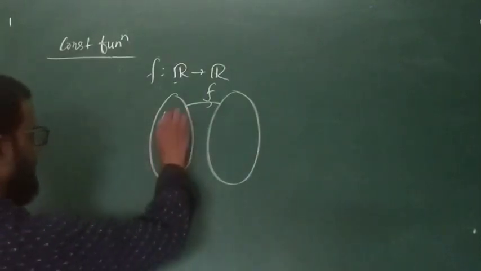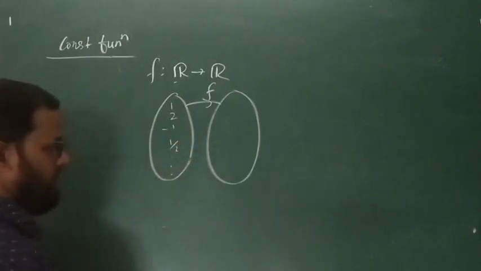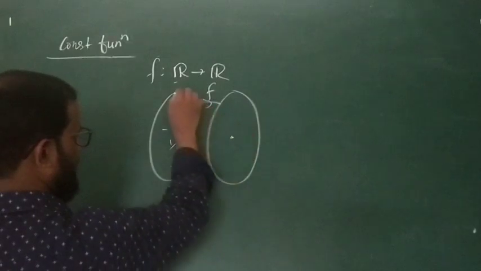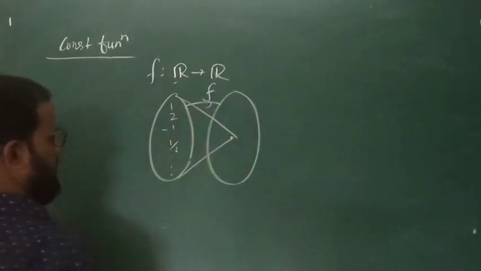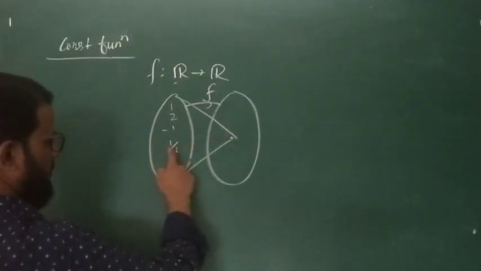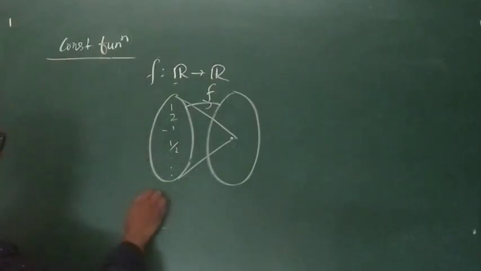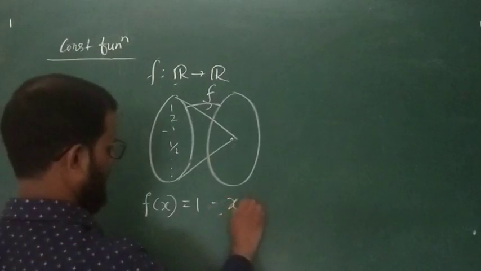Okay, suppose all the elements, 1, 2, -1, half, everyone will map with a particular real number. If everything maps to the same one, that means f(1) is this, f(2) is this, f(-1) is this, f(half) is this. Okay. For example, suppose that f(x) is equal to 1, where x belongs to R.